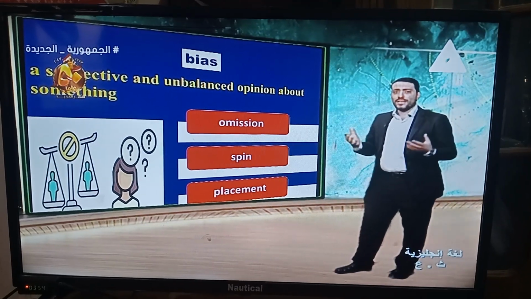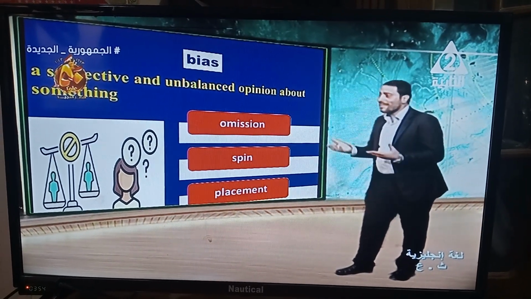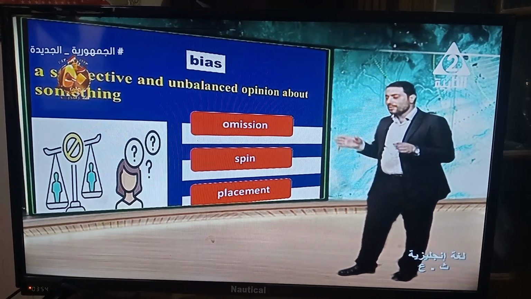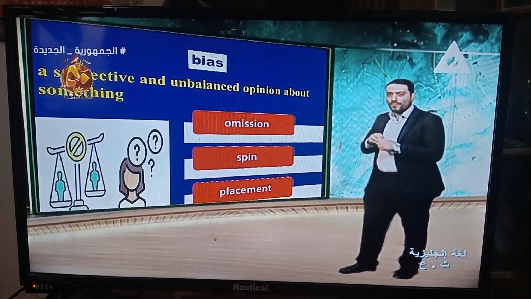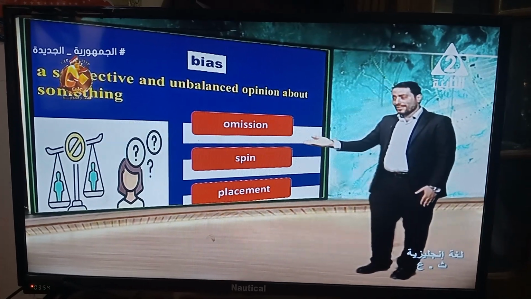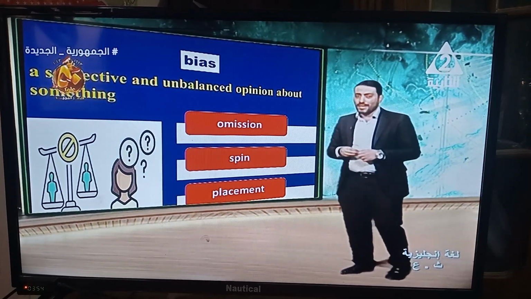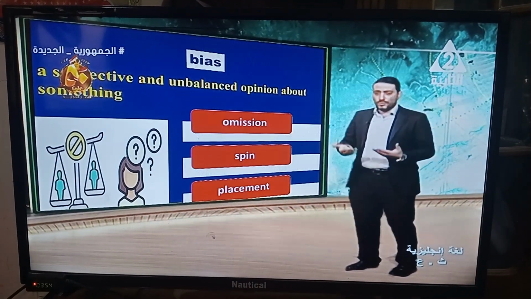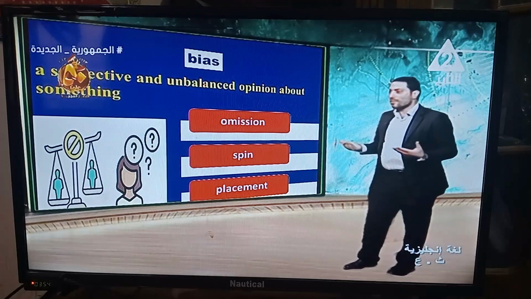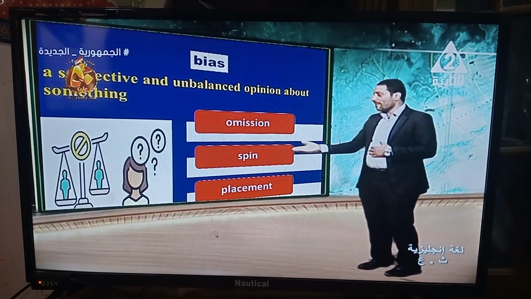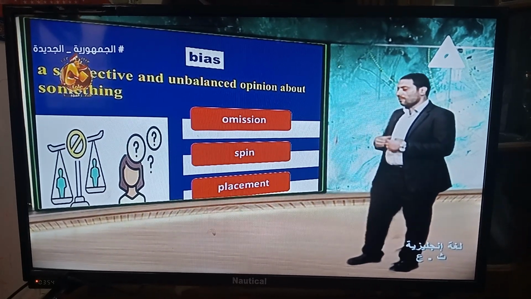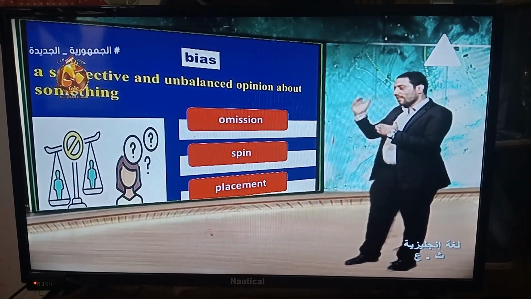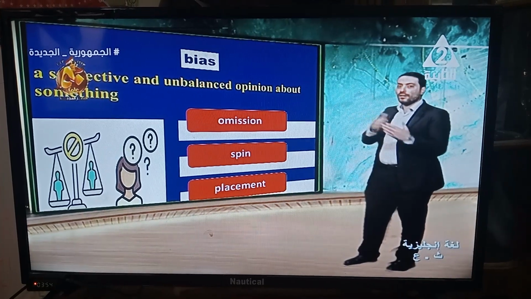For example, you are a journalist in a newspaper, but instead of publishing the whole news, you only cut or crop from it. The second type is bias by spin, and this means that you give fake news, so you don't give real news about something. And the third type is bias by placement. It means you change the place of the important news. Instead of putting it on the first page, you put it on the last page.